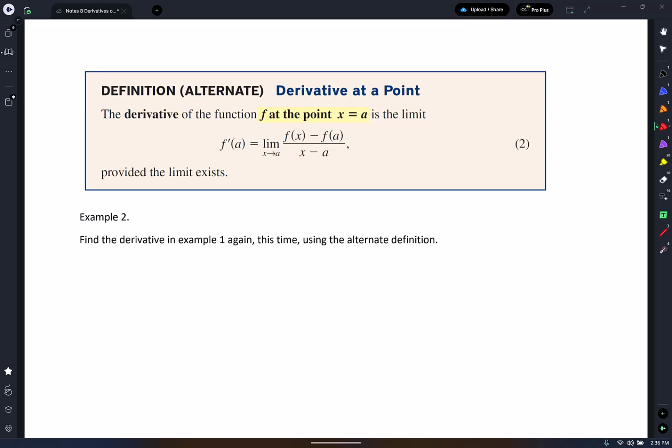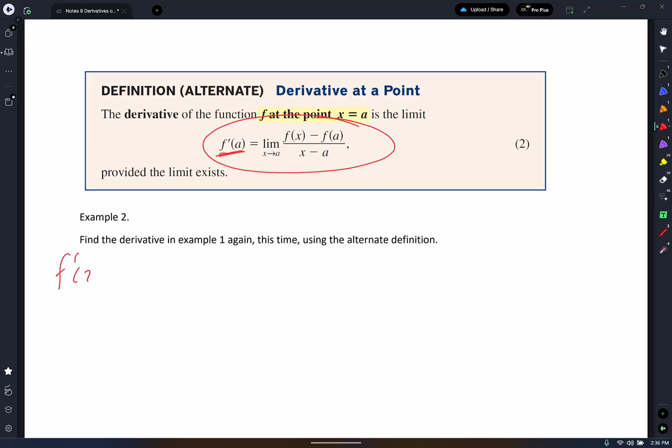You already know this. Notice this is derivative at a point. This is what we've been doing lately, and this will get you that derivative right off the bat. So I'm just going to do the 2 and 3, because I don't think we need to do it 3 times. I'm just using this formula. Find the derivative of example 1, this time using the alternate definition.